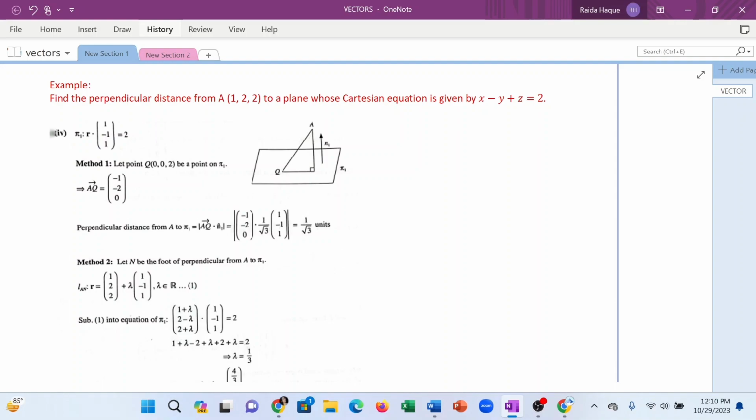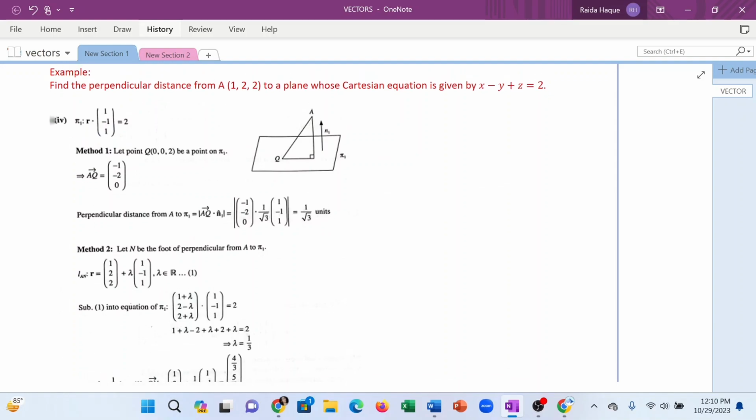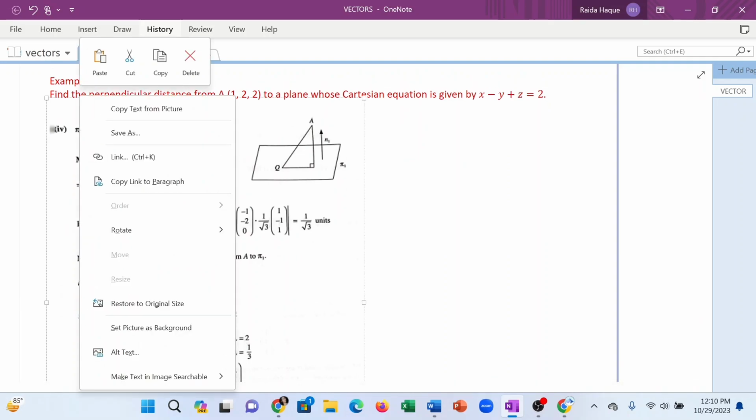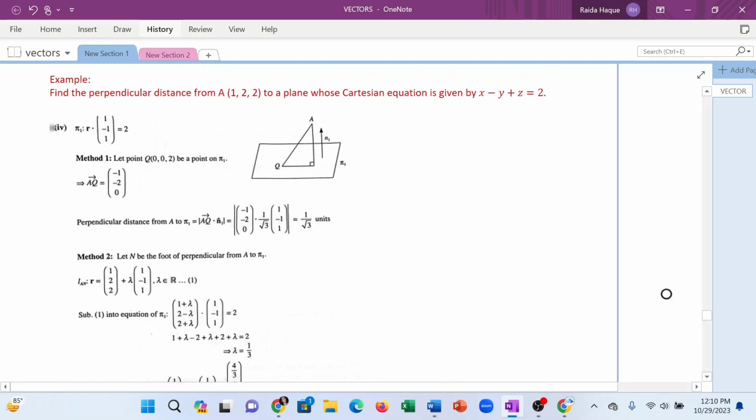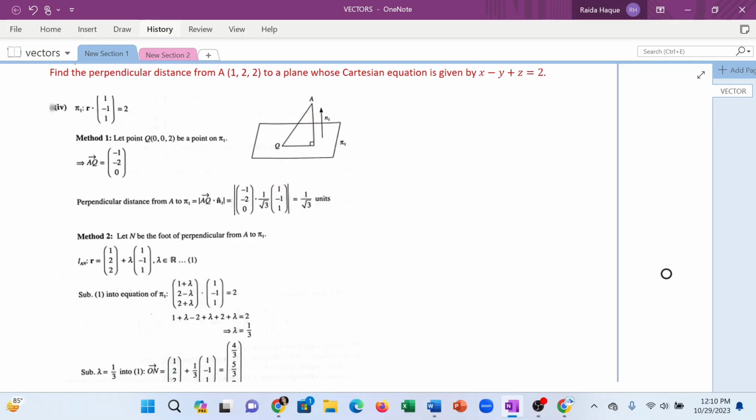So here we have the point A. We have the Cartesian equation of the plane, and one other point that we do know from the plane is that the point Q lies on the plane. So what is the point Q? The point Q is (0, 0, 2). This is a point which can be given, or this is a point that you can find by substituting 0 in any two of the x, y or z variables. It doesn't matter. So then what you find is AQ. So AQ will be OQ minus OA, obviously.